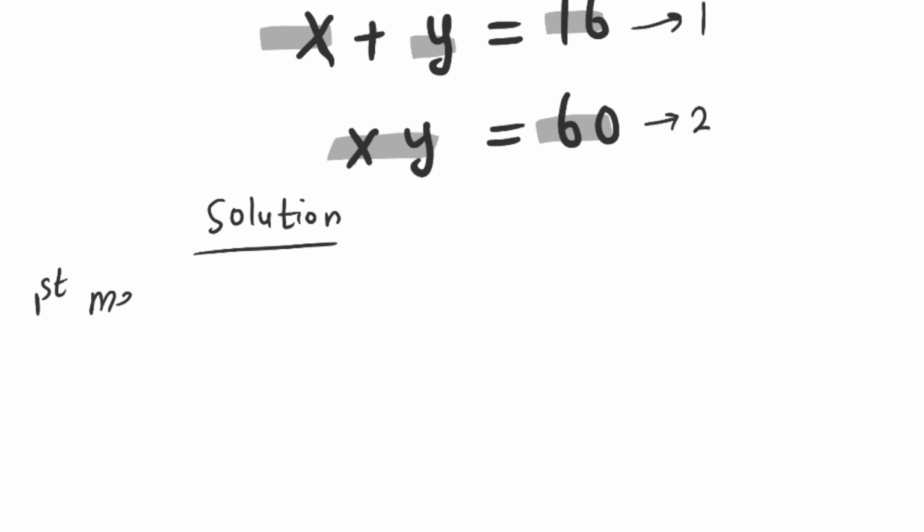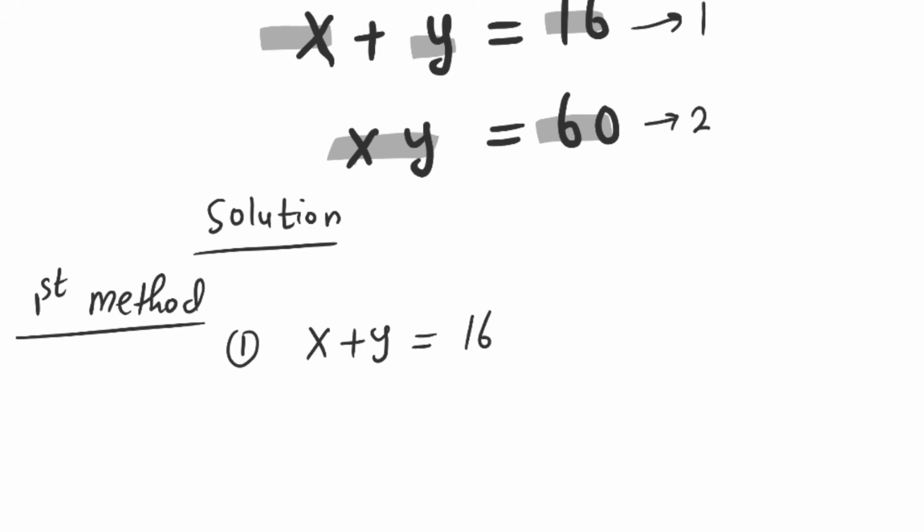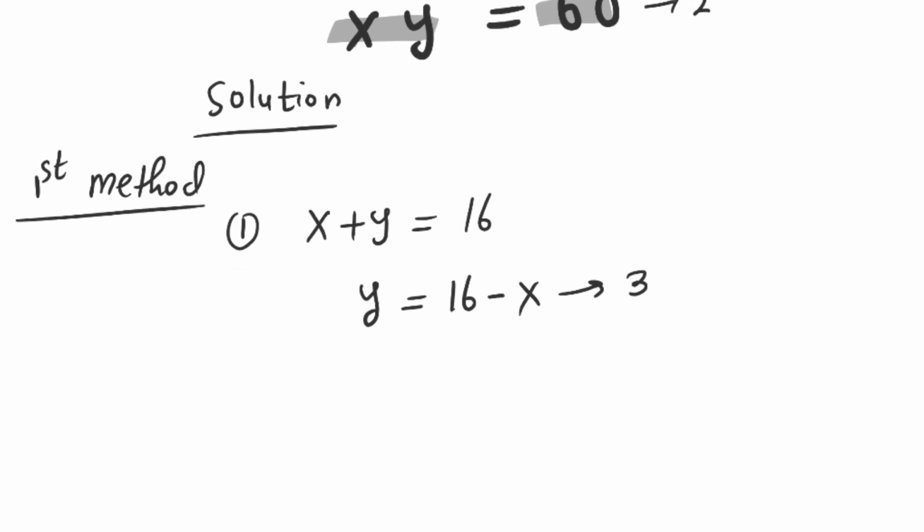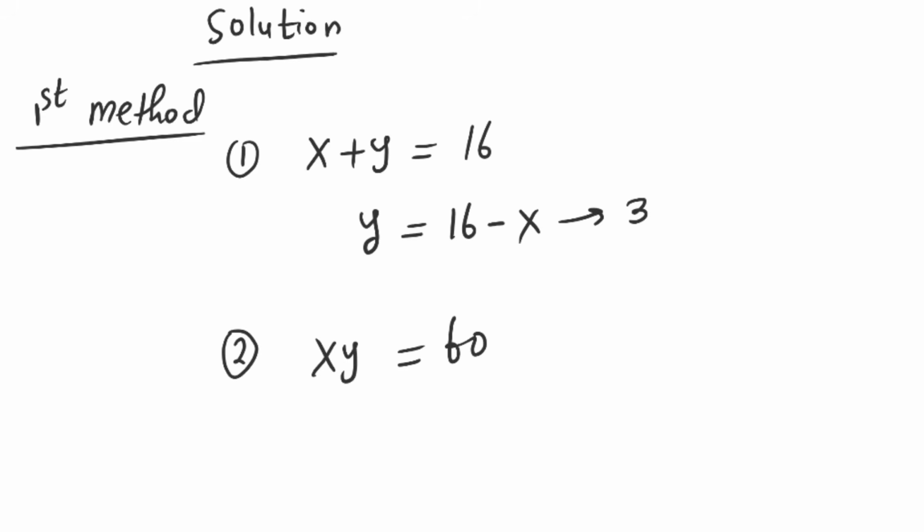First method. From equation 1, x plus y is equal to 16, so y is equal to 16 minus x. Let us call this equation 3. From equation 2, xy is equal to 60. Now let us substitute for y, which is equal to 16 minus x.